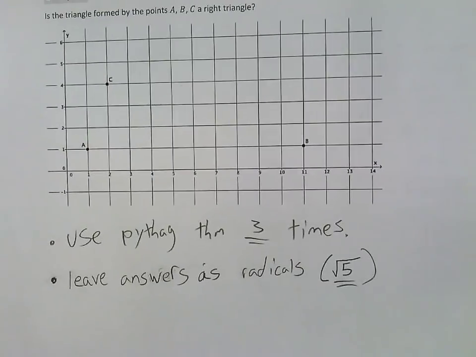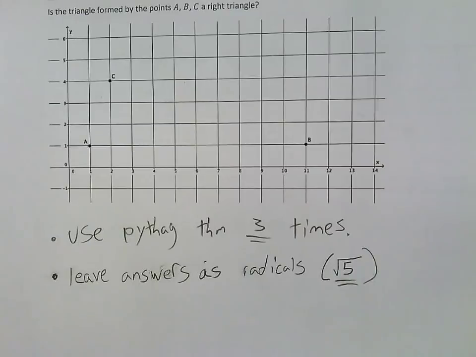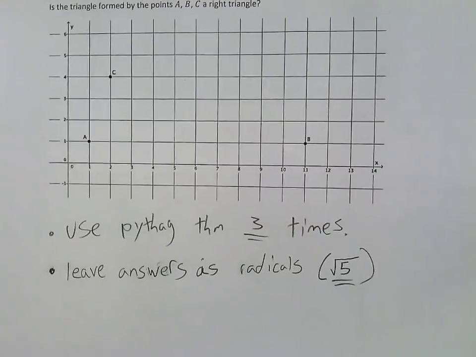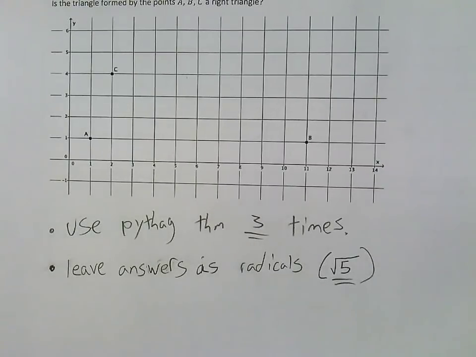Use the Pythagorean theorem 3 times. Okay, you're going to have to do a little bit of work here. So you're going to use the Pythagorean theorem 3 times. And the first 2 times that you use the Pythagorean theorem, you're going to leave your answers as radicals. So what I mean by that is, let's say you get radical 5. You're not going to plug that in your calculator and tell me it's some decimal like 2.2 or 2.3. You're going to just leave it as radical 5, and that will help you later on when you use the Pythagorean theorem the 3rd time around.